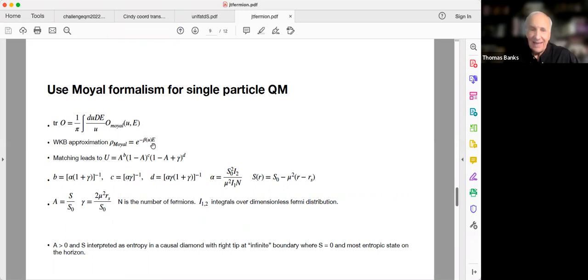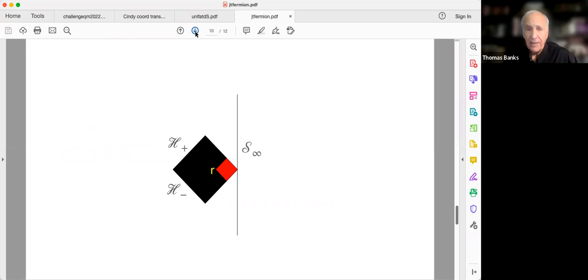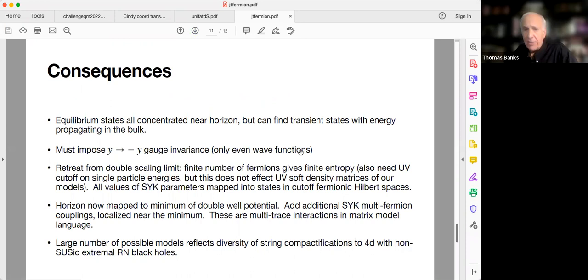there's an intermediate step in this mapping in which you also determine what beta of u is. So that leads you to the mapping between u and r. And beta of u always goes to zero as u goes to infinity. And so the equilibrium states are all concentrated near the horizon, but we can find transient states with energy in the bulk.